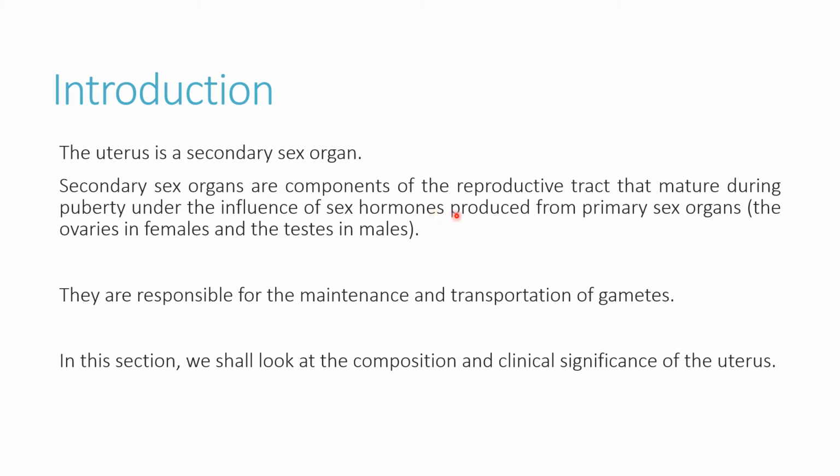The sex hormones are produced by primary sex organ. Primary sex organs in males are testes and in females are ovaries. Secondary sex organs are responsible for maintenance and transportation of gametes. In this section, we shall look at the composition and clinical significance of uterus.